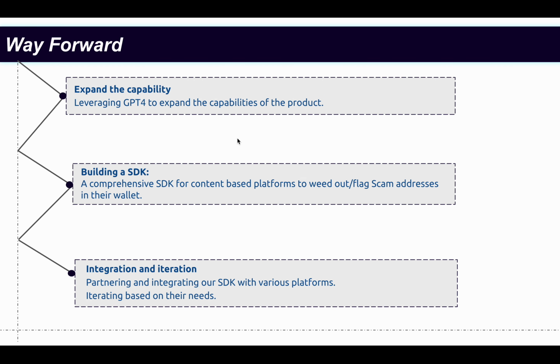So the way forward is that I want to increase its accuracy, scrape more data, and leverage GPT-4 to expand the capabilities of the product, and also build an SDK so that different wallets can integrate with this and flag beforehand, so the user won't even need to go to Etherscan. In their wallet itself, they will receive a message that these are flagged addresses, or these are potentially scam addresses, and then integrating with various SDK platforms.